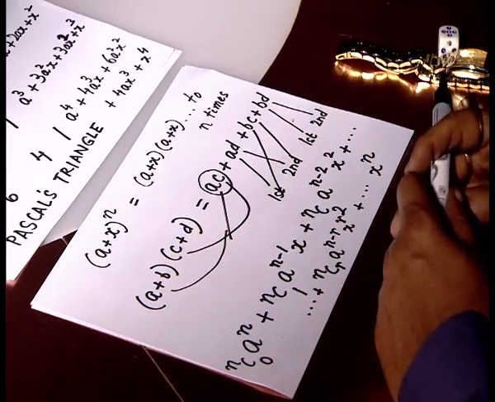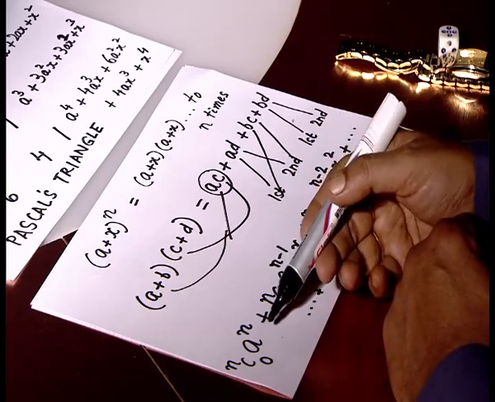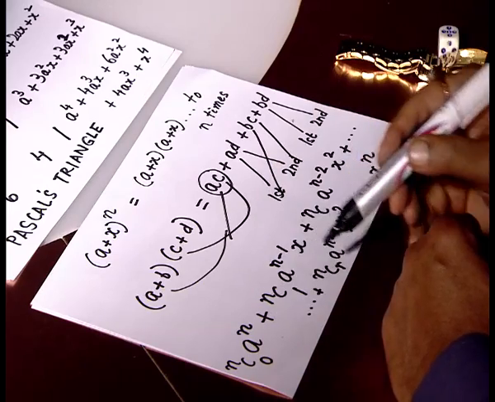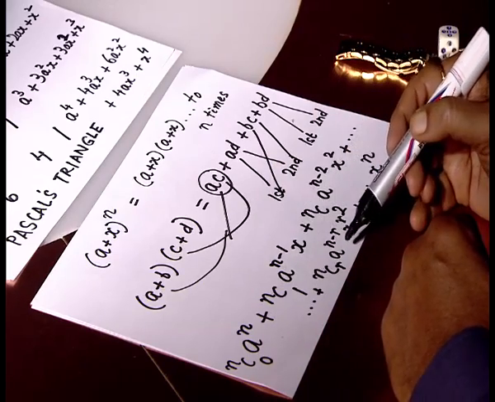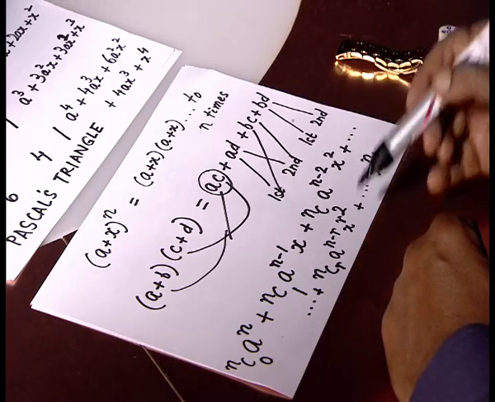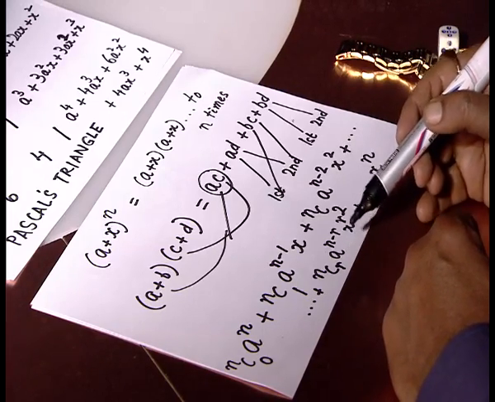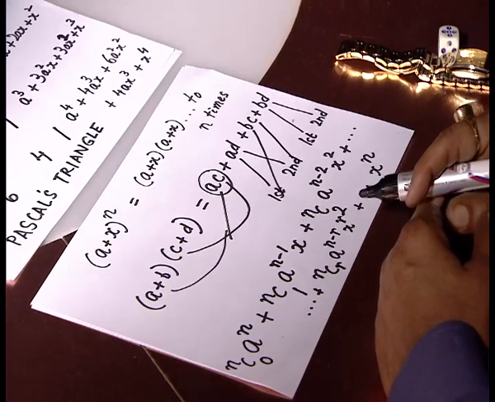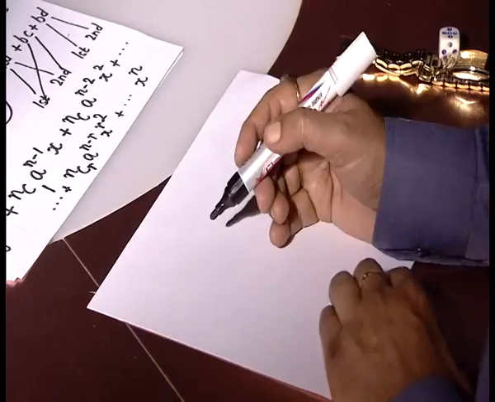a plus x whole to the power of n is equal to a to the power of n. I am not reading nC0 because it is 1, a to the power of n plus nC1 a to the power of n minus 1 x plus nC2 a to the power of n minus 2 x squared, the general term being nCr a to the power of n minus r x to the power of r up to x to the power of n.